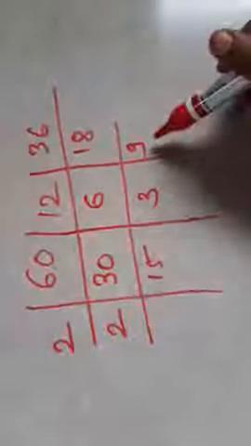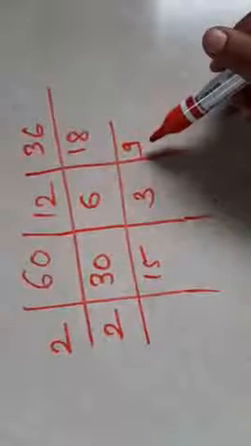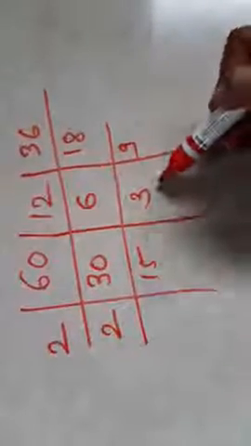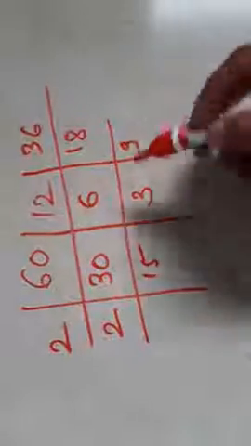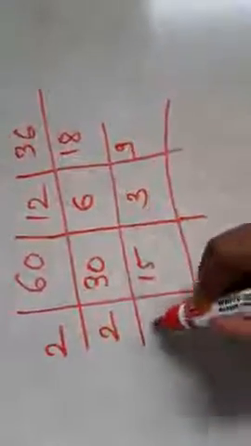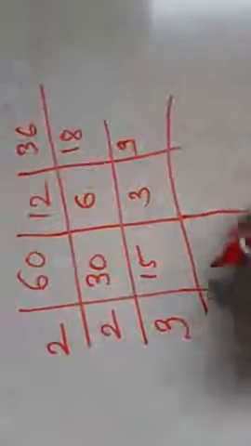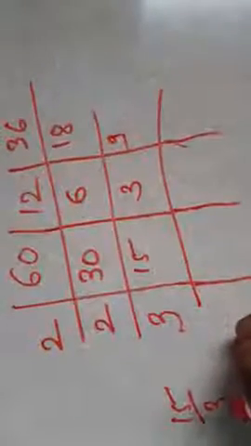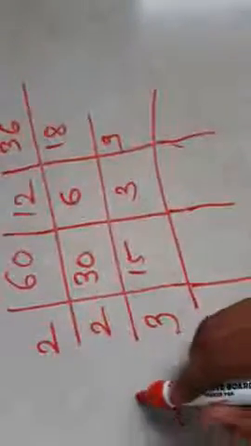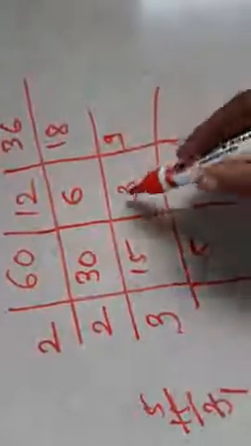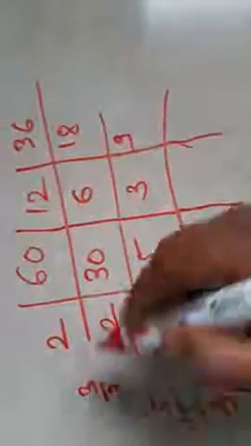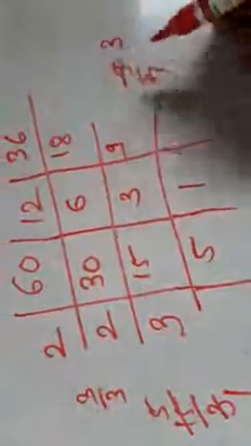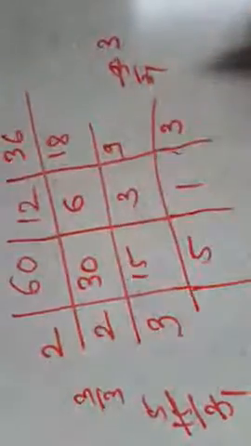Now all these three numbers are not in 2's table, they are not divisible by 2. So we have to check for 3. 15 is divisible by 3, 3 is divisible by 3 and 9 is divisible by 3. So the common number we can take here is 3. Below 15 what should be written? 15 divided by 3: 3 ones are 3, 3 fives are 15. It will be 5. Below 3, 3 divided by 3 is 1. And 9 divided by 3 is 3. So below 9 we write 3.